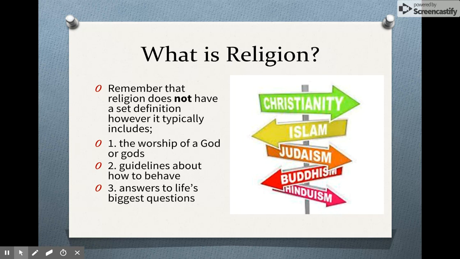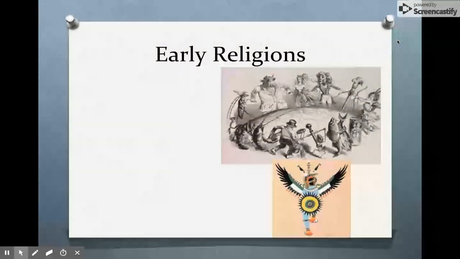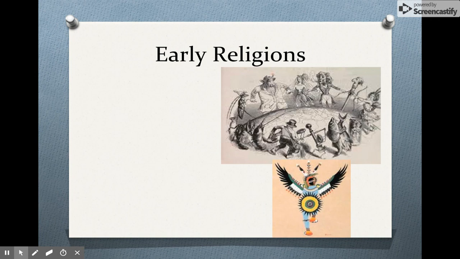On the right-hand side here, you'll see Christianity, Islam, Judaism, Buddhism, and Hinduism, some of the major world religions. Of course, there are hundreds of religions, and we'll be focusing on these five, and then also give you a chance to dig deeper into a couple more. So, early religions. Let's start off with some of the major early religions. The earliest form of religion developed during the time of hunter-gatherers.